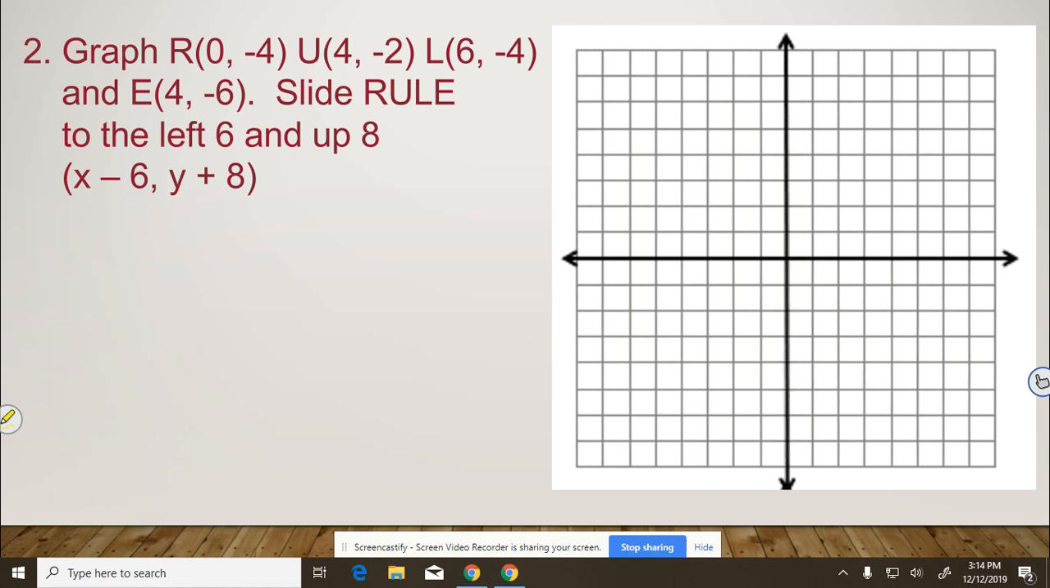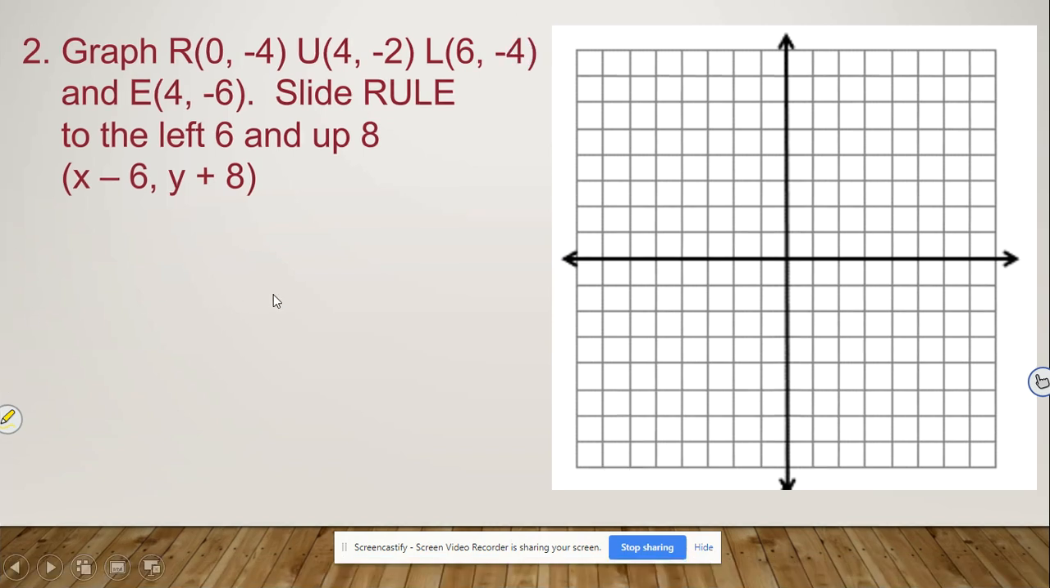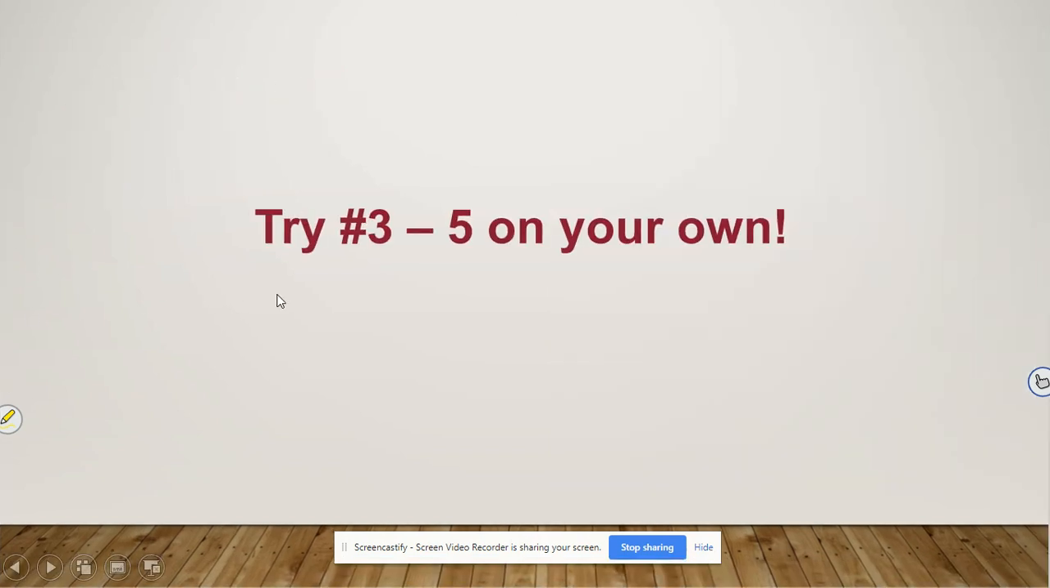Okay, so hopefully that all makes some sense to you, because you're going to try some on your own. Go ahead and try 3 through 5, then come back for the algebraic piece.